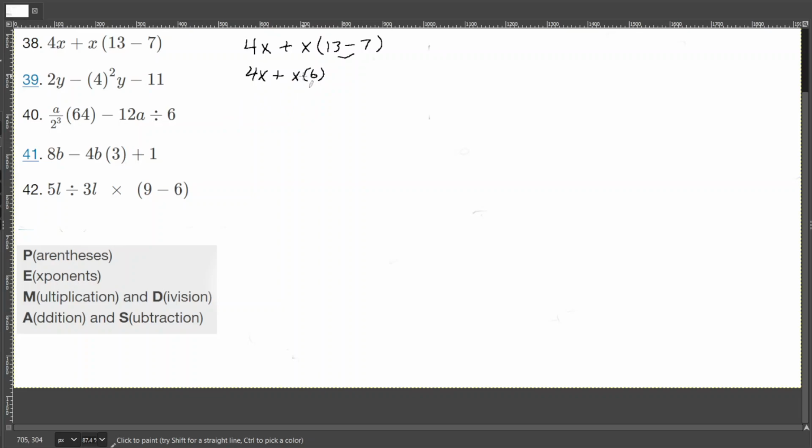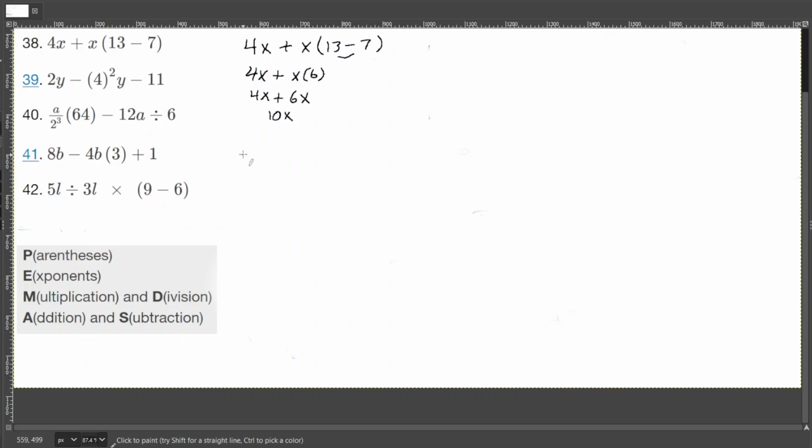x times 6 is 6 times x, so what we really have is 4x plus 6x. Okay, oops, I forgot to write an x. So now we have what's called like terms, right? For this one, we have the same variable and it's to the same degree, the same power. They're both to the first power, so we can add these. So that's 4 plus 6, that's going to be 10x.